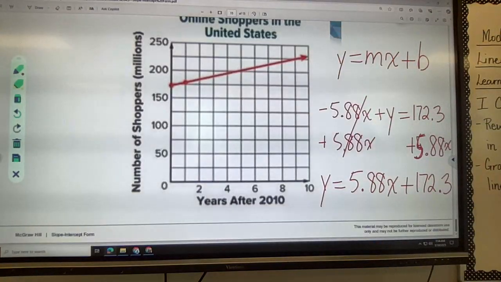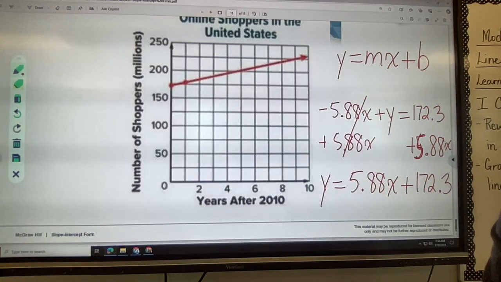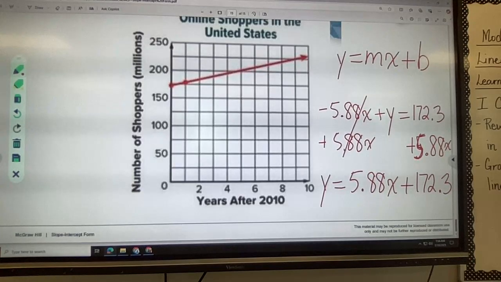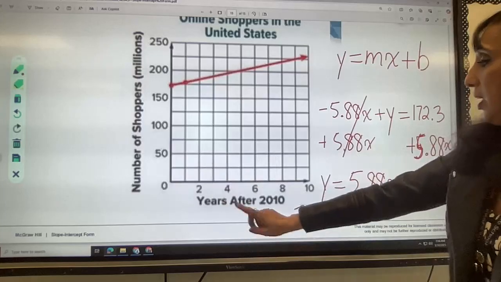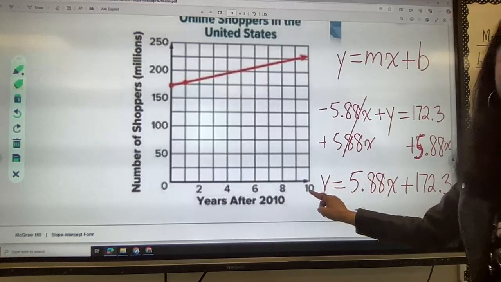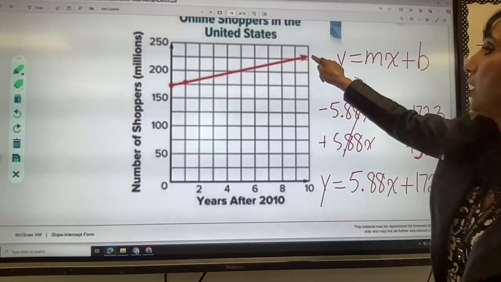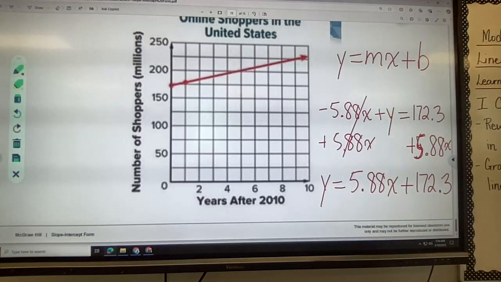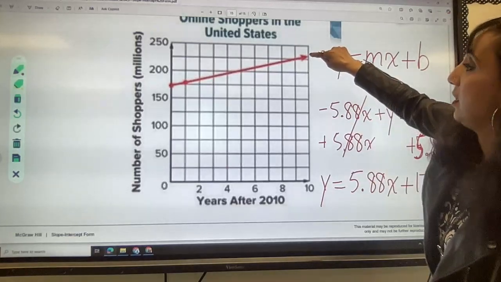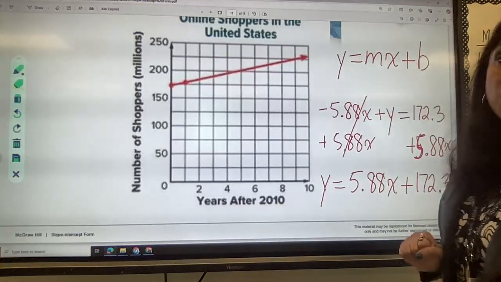So now if I'm following that graph and I am looking at this in 2020, there will be how many? We are talking about the number of shoppers in years after 2010. So at 2020, because 10 years from 2010 is 2020, up here. So if you're looking at that, then my shoppers in the United States will be approximately 230 million, just by looking at that graph.